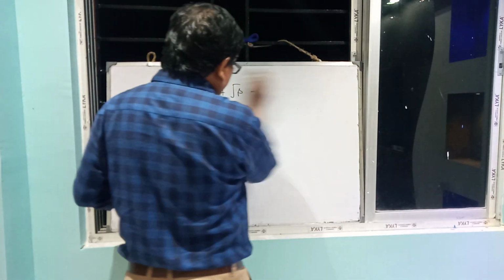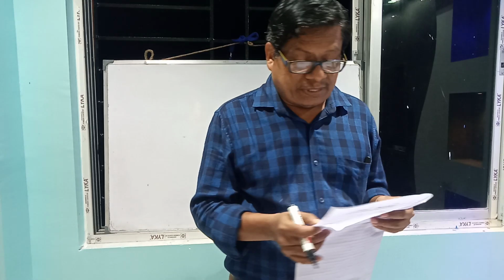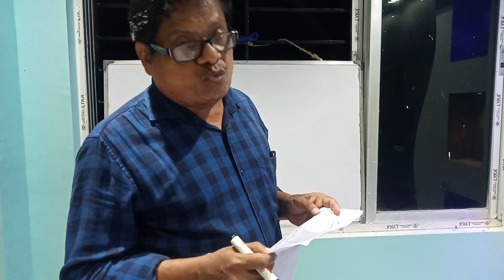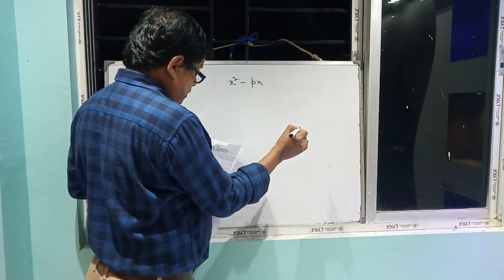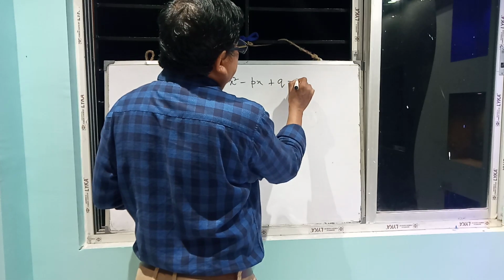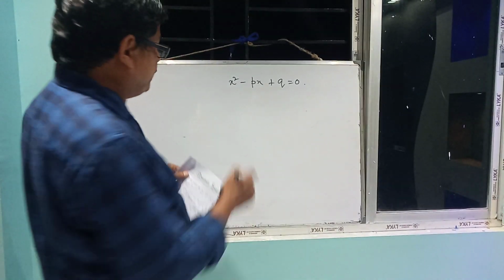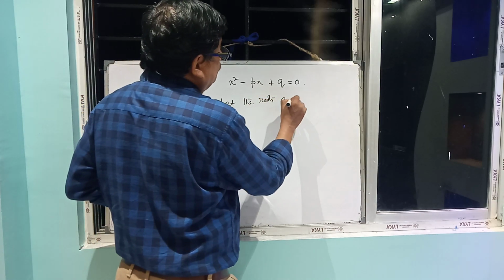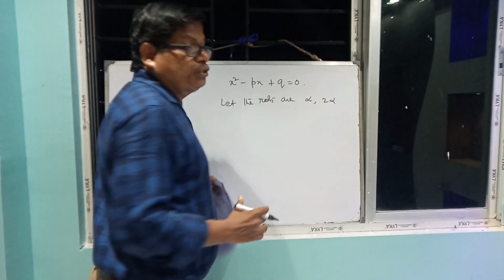Look at here. Few exercise sums. If the ratio of the roots of the equation x square minus px plus q equal to 0 be 1 is to 2. See, x square minus px plus q equal to 0 is given, the ratio of the roots 1 is to 2. So, let the roots be alpha and 2 alpha. See, their ratio is 1 is to 2.